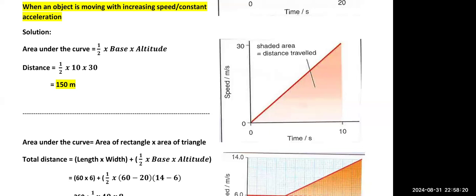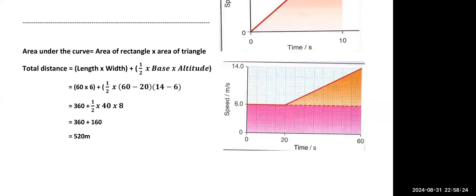Now the third graph is where you will see the geometry a little bit different. Here you will find a triangle and rectangle in one graph. So in that case you have to find the distance by measuring the area under the curve. So when you see a question like that, then you have to make the geometry of a rectangle and triangular shape. So look at the graph.